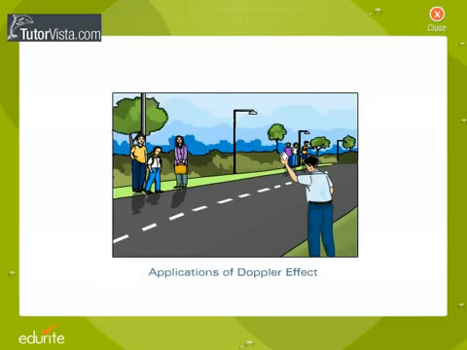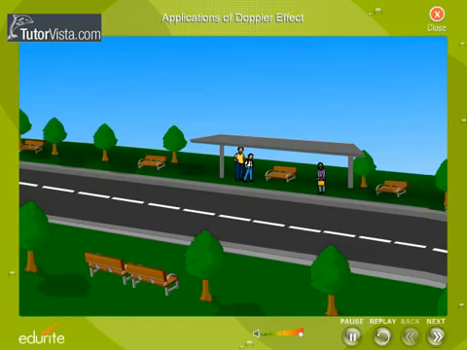Applications of Doppler effect. The illustration shown here will help you understand the Doppler effect. I'm sure you would have heard an ambulance speeding past you. That is, the pitch of the siren increases as the ambulance approaches you, and the pitch decreases when the ambulance moves away from you.